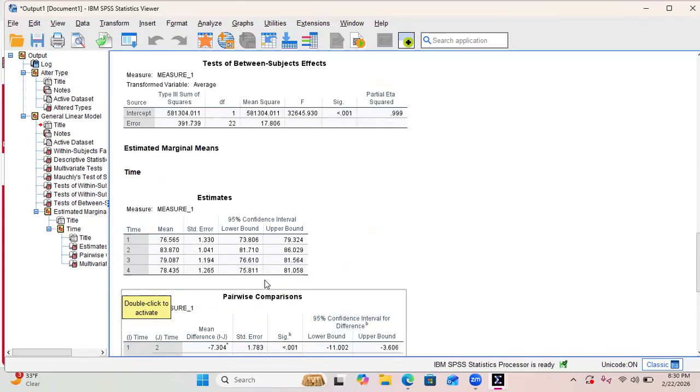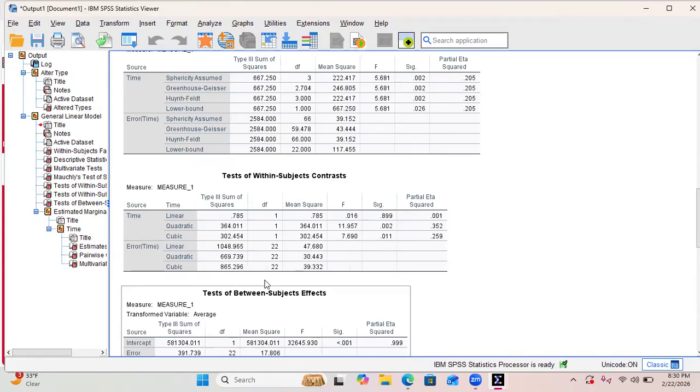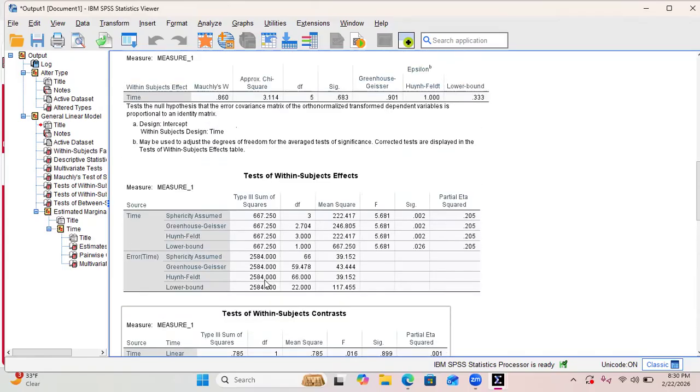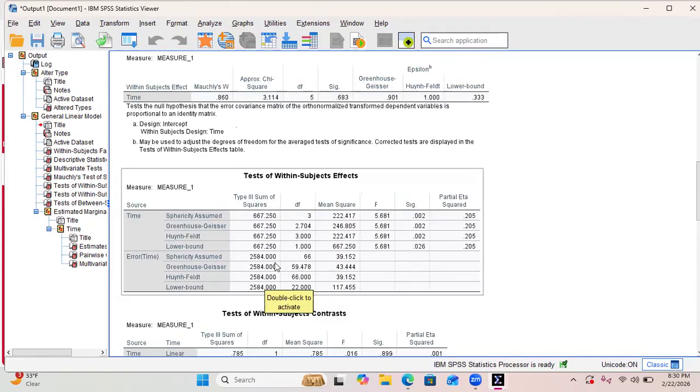And as noted above, the partial eta squared is 0.205, which is a large effect overall that chocolate would have on attitude. So what I'm going to do now is state my conclusion in APA style.